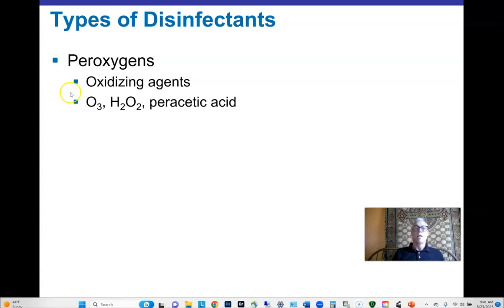Peroxygens, hydrogen peroxide is a pretty good disinfectant agent, and it's an oxidizing agent which will chemically change proteins and nucleic acids and damage them and prevent microbial growth.